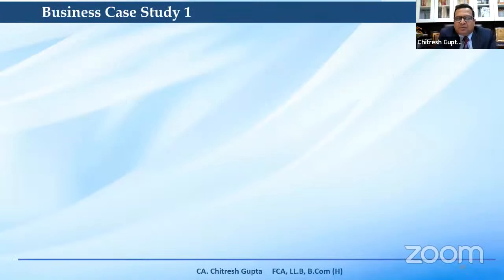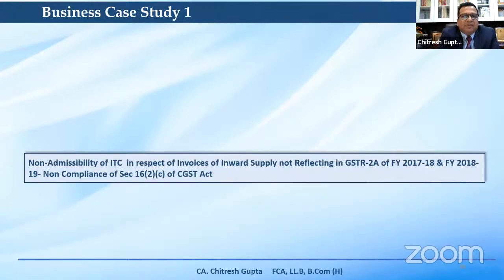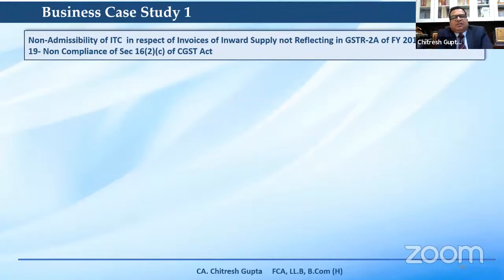Now come to another practical case study. This is one of the very glaring issues which is coming up nowadays. It is non-availability of ITC in respect of invoices or inward supplies not reflecting in GSTR 2A for financial year 17-18 and financial year 18-19, that is, non-compliance of section 16 subsection 2 clause c of the CGST Act.